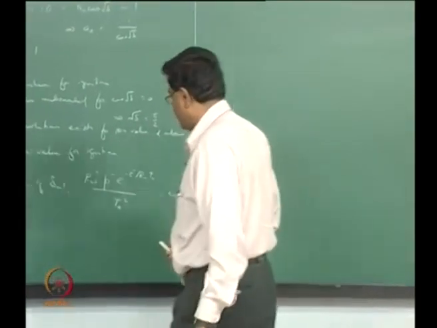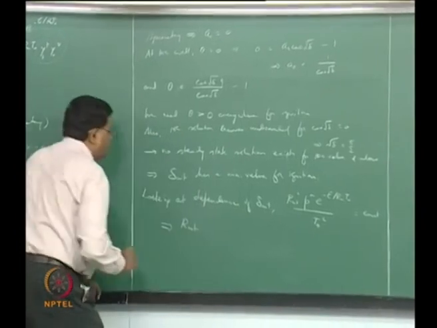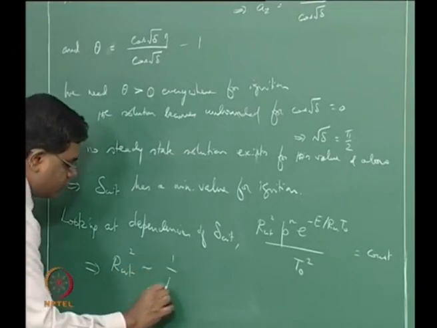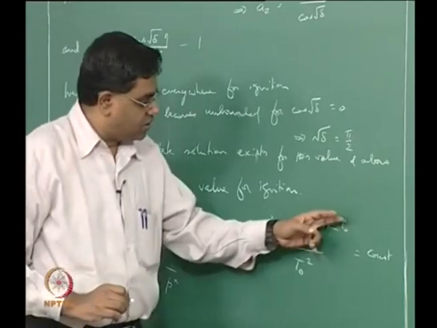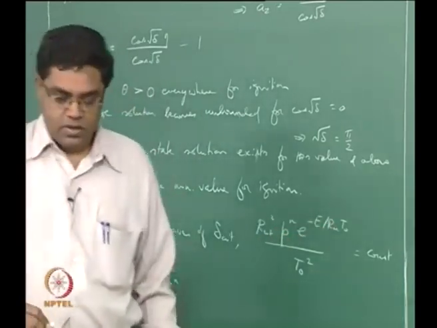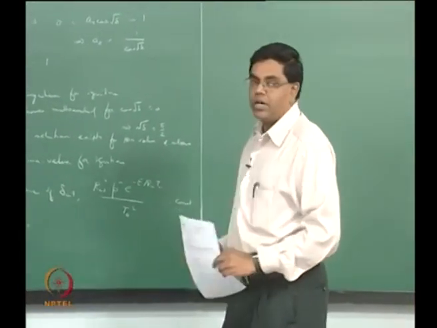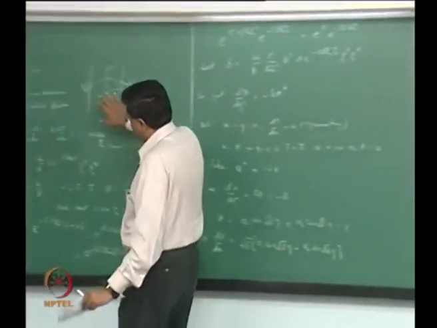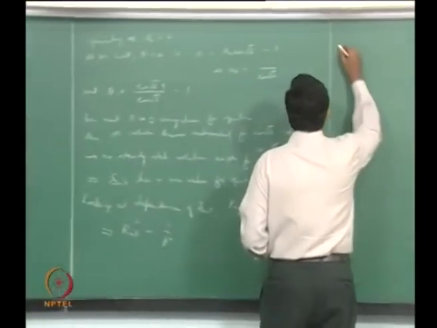So here what we can see is that R crit squared goes as 1 over P to the n, keep that in mind. And also you now have a slightly complicated T naught dependence, okay. Now let us also look at what is the situation if you have a spark ignition, okay. What we have done is something like a thermal ignition where we are trying to heat up otherwise, but spark ignition is slightly different. You need to have electrical energy put in there.